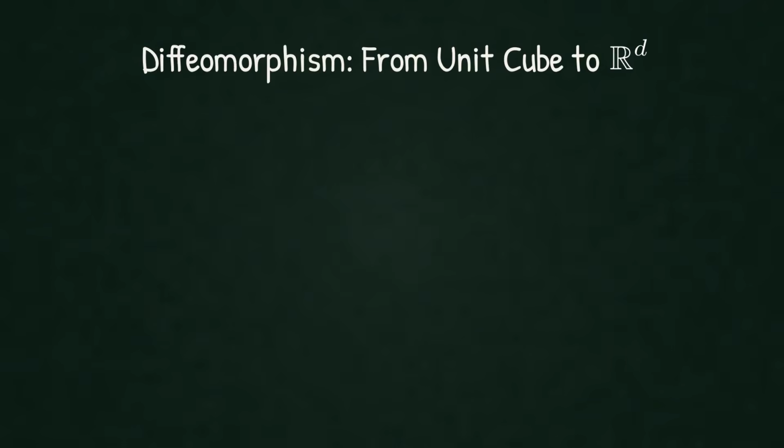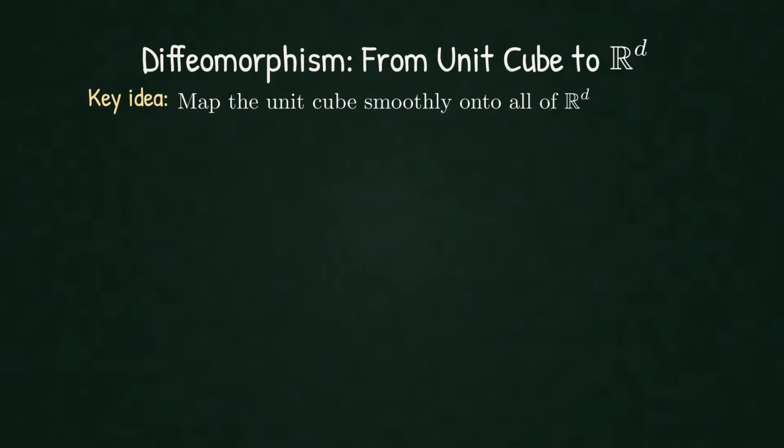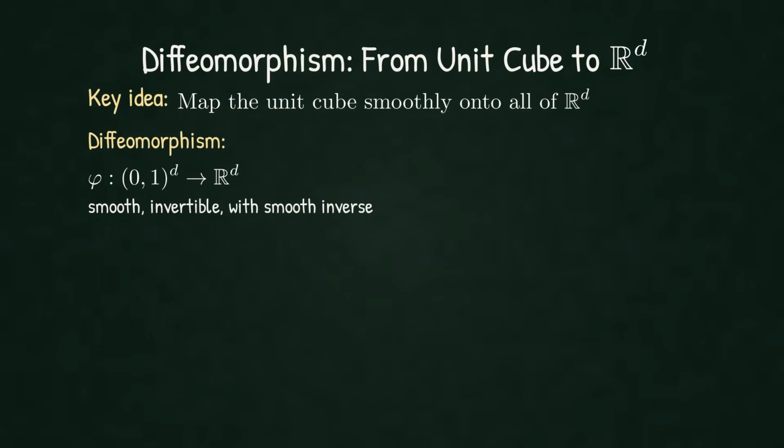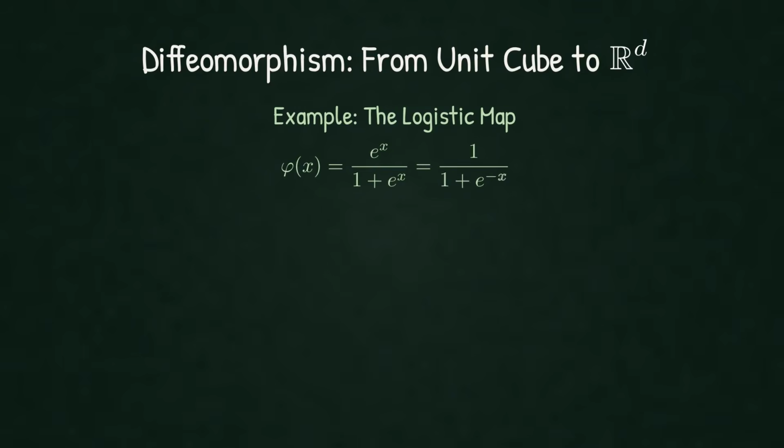Now we can tackle infinite domains. The key idea: map the unit cube smoothly onto all of the d-dimensional real space. We need a diffeomorphism, a smooth invertible map with smooth inverse. Example, the logistic map. Phi of x equals e to the x over 1 plus e to the x. Is this a diffeomorphism?